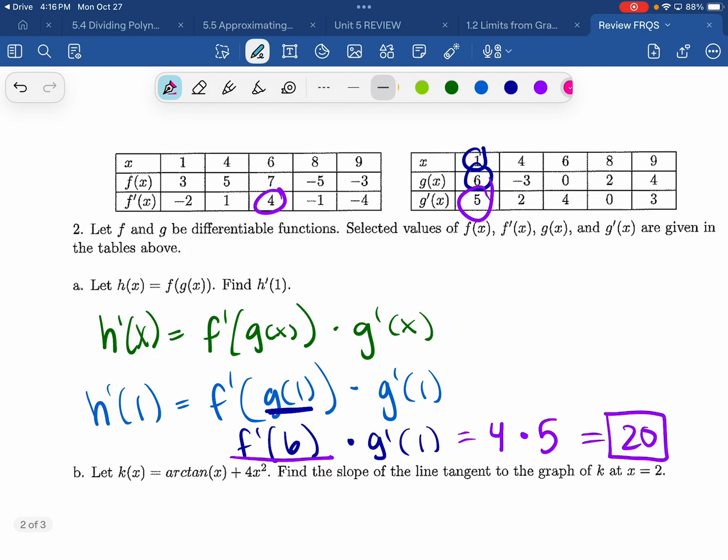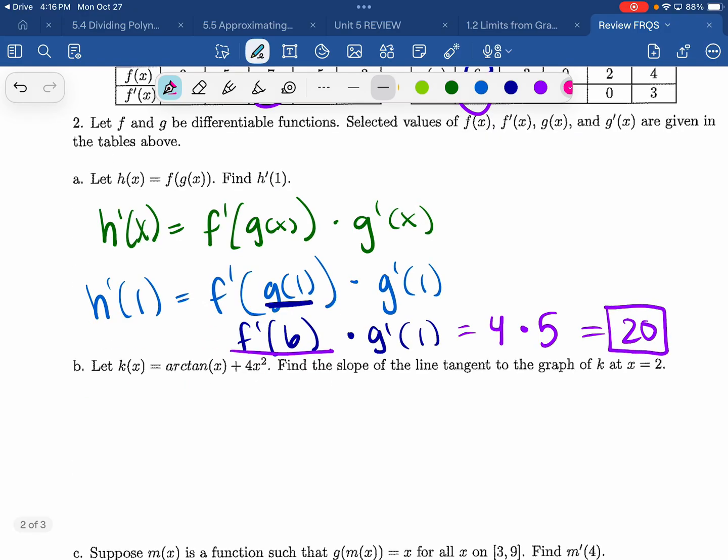All right, let k equal arctan x plus 4x squared. Find the slope of the tangent line to the graph at x equals 2. All right, so we got to first figure out what y is by plugging in 2.